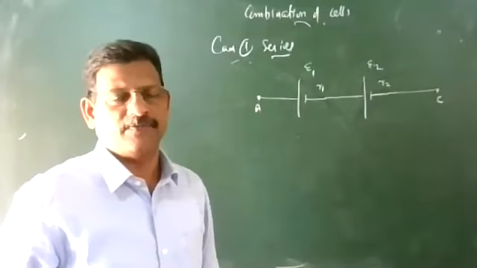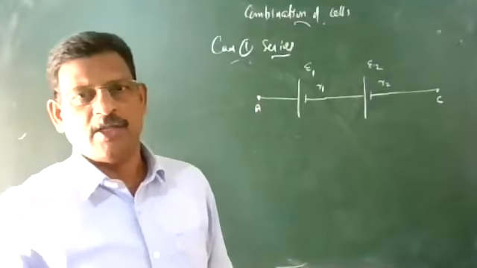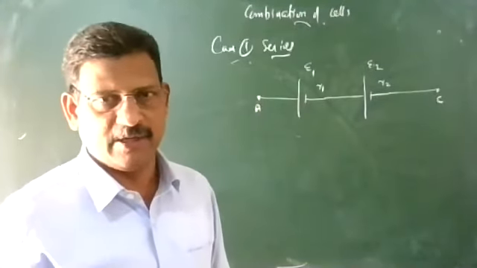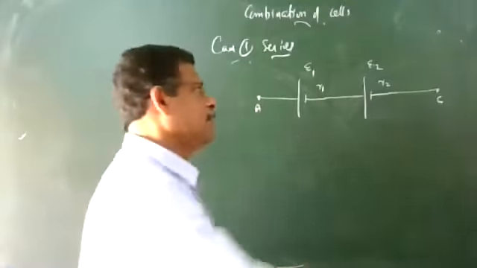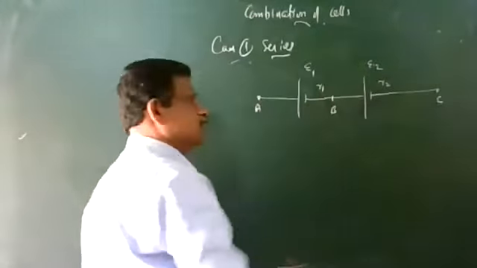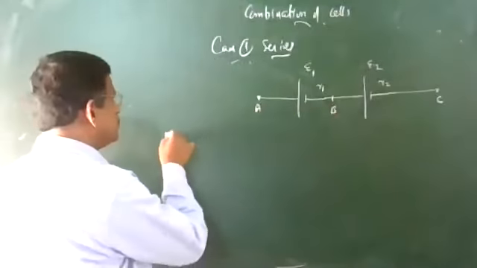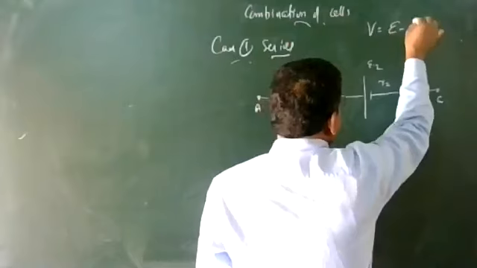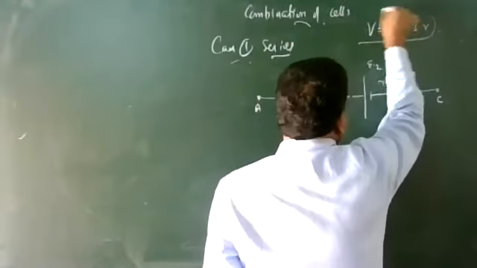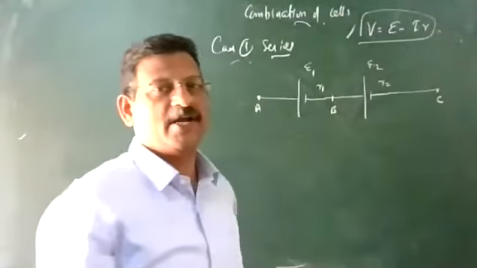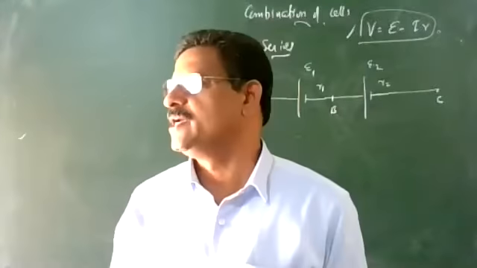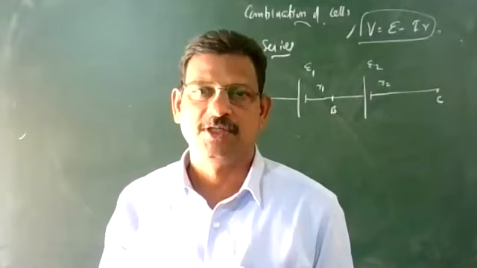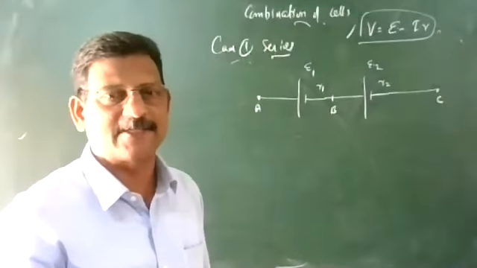Another connection I show. So you have to find out what is the equivalent EMF of this combination of cells. You can replace it by a single cell, and find what will be the effective EMF and effective internal resistance. Okay. You can take a point here in between. First, the general equation we are using in all these cases: terminal potential difference V equals E minus Ir. Terminal potential difference equals EMF minus current into internal resistance. This is the equation in connection with cells.